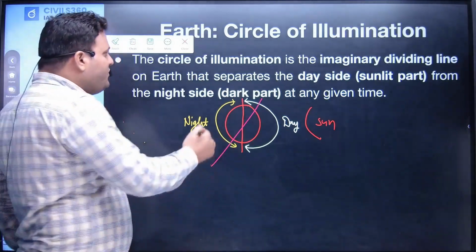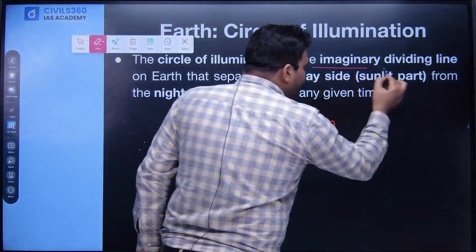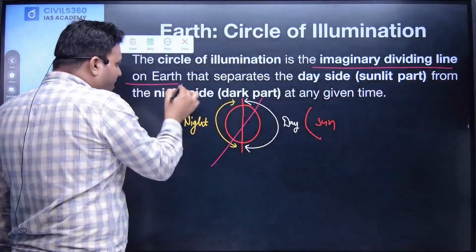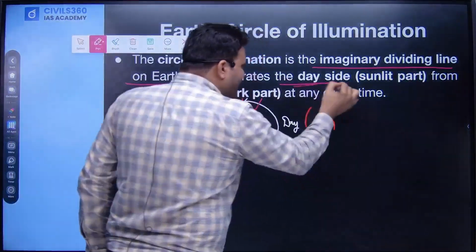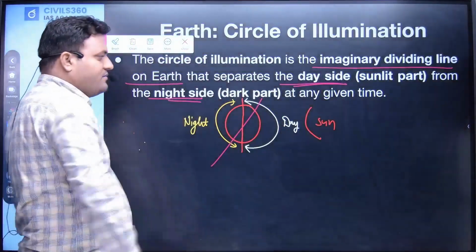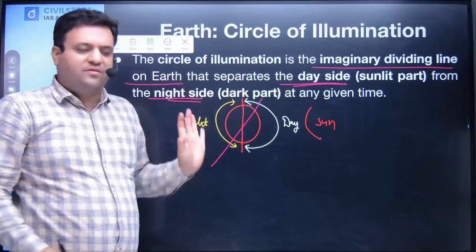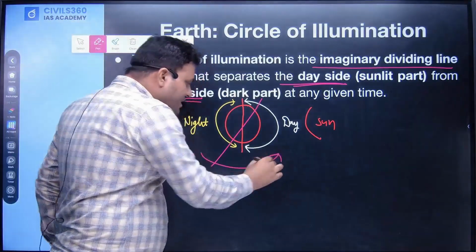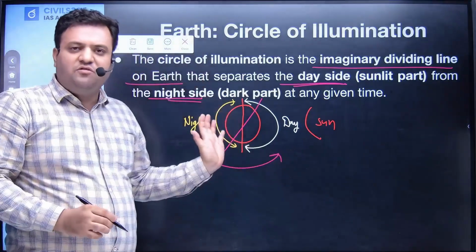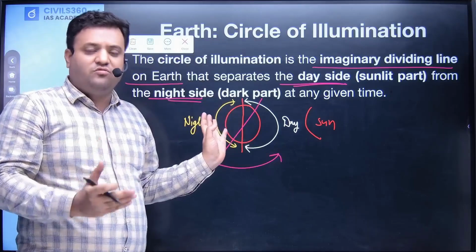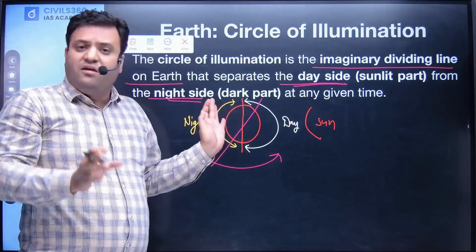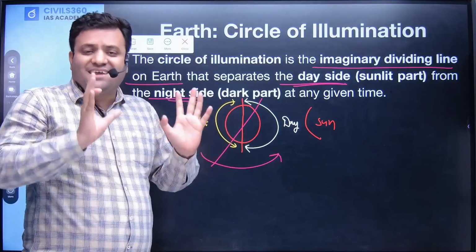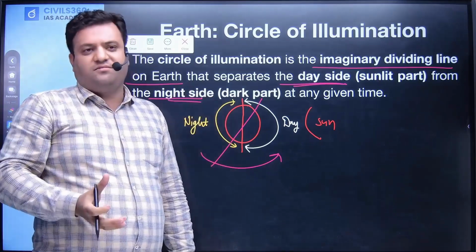So the circle of illumination is basically an imaginary dividing line on earth that separates the day side and night side at any given point of time. We are talking about one specific time period. As you know, the earth keeps on rotating, so the circle of illumination with respect to the latitude, with respect to a particular location, is not constant. It is dynamic. It keeps on changing.